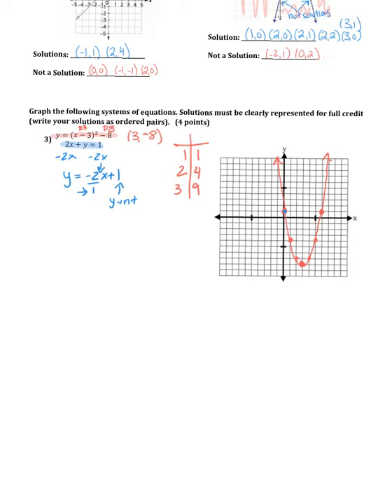So from 0, 1, I'm going to go down 2, right 1, down 2, right 1, and so on. I can also go up 2, left 1, which is the exact opposite, to finish my line. Now the last part's very important. It says make sure to write your solutions as ordered pairs. So my solutions were here and here. So that would be 0, 1, and 4, -7 would be my solutions.